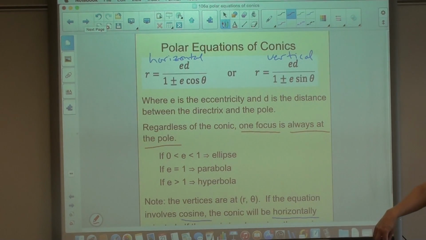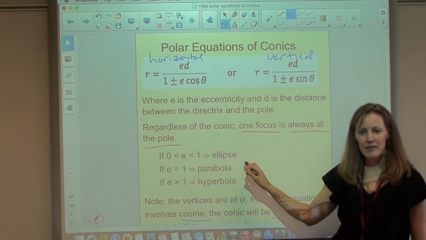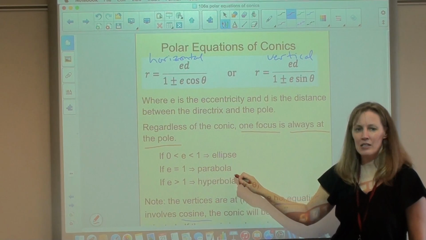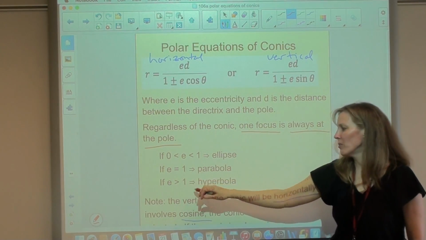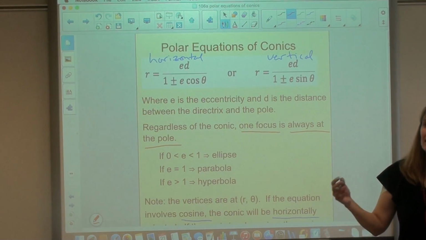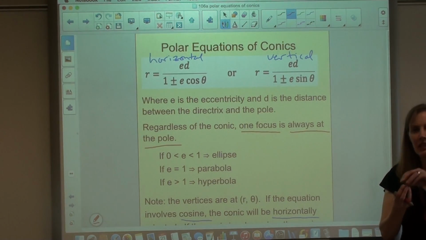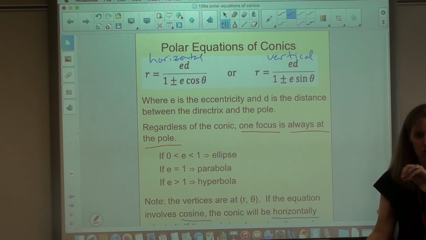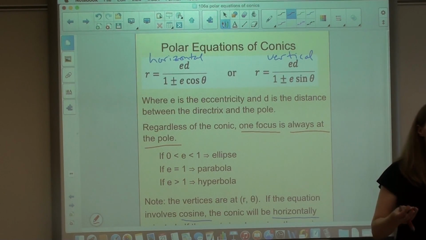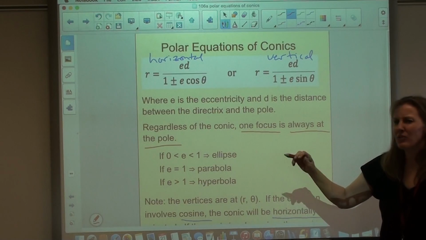Alright, little tidbits of information that will come in handy. If E is between 0 and 1, it's an ellipse. If E equals 1, it's a parabola. If E is greater than 1, it's a hyperbola. Now, E is the ratio of the distance from the center to a focus and the center to the directrix. So, I'm sorry, vertex to a focus, vertex to the, no, it is center, now I'm mixing myself up, I'm so sorry. Anyway, yeah, it's vertex.